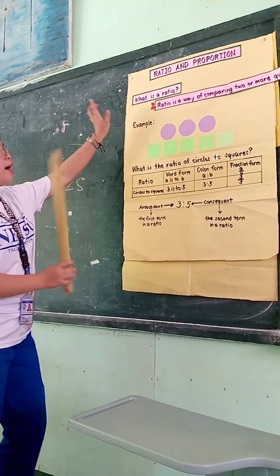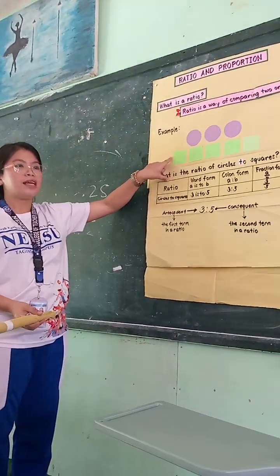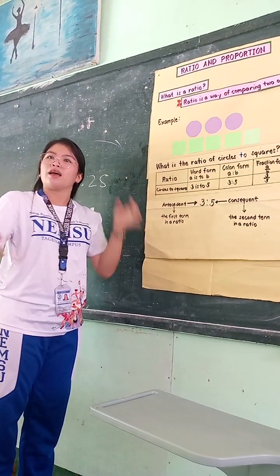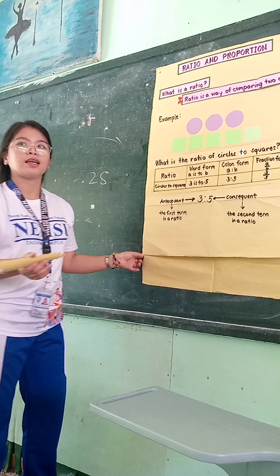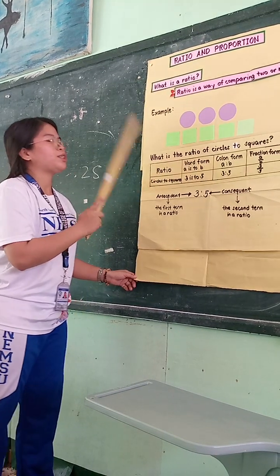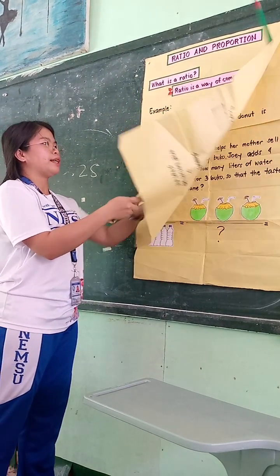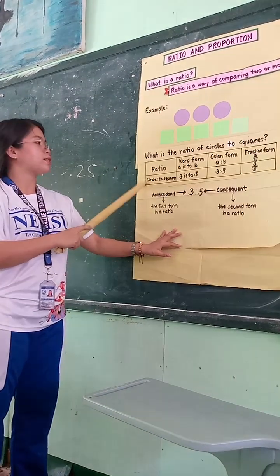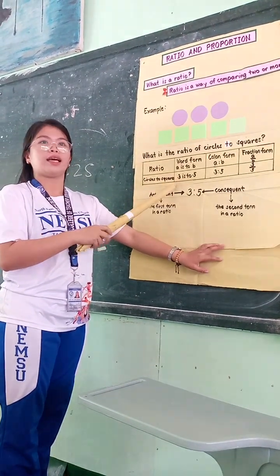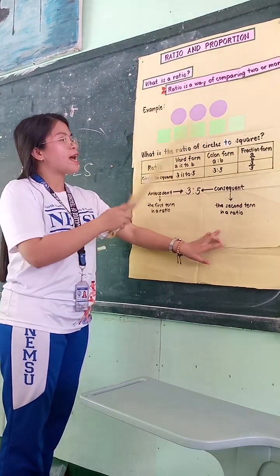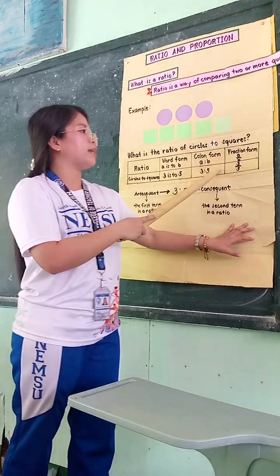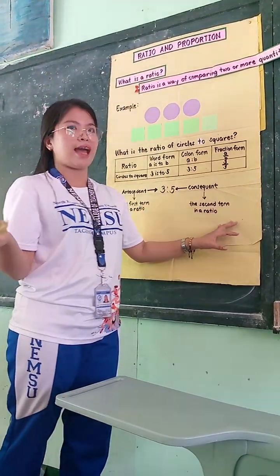So there are three circles and five squares. The question is, what is the ratio of circles to squares? So the ratio is circles to squares. In word form, we write it as 3 is to 5. Colon form, 3 colon 5. In fraction form, we write it as 3 over 5 or 3 upon 5.